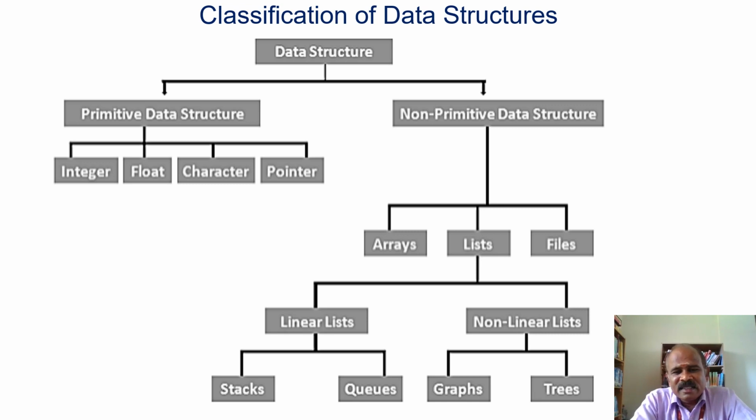In non-linear list, you have graphs and trees, and one more thing is missing in linear list. There is a linked list. What is stack? What is queue? What is linked list? What is graph? What are trees? We'll have a basic understanding, then we'll have a detailed discussion in the concerned lecture. Stacks are piling of data one above the other. It is a kind of data structure.